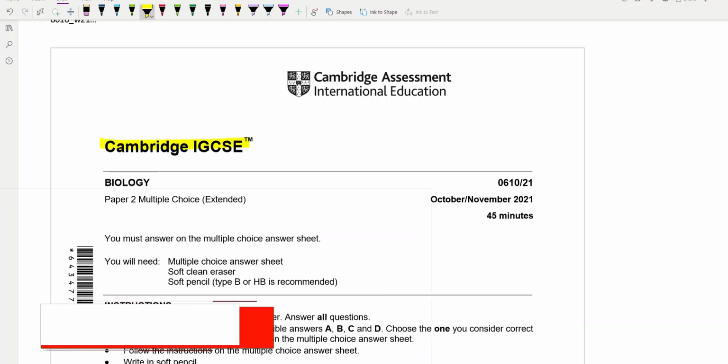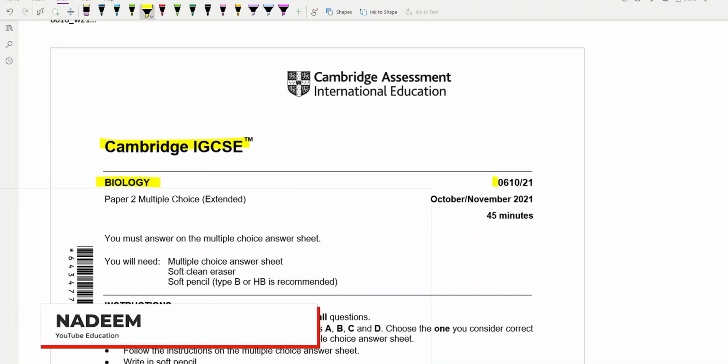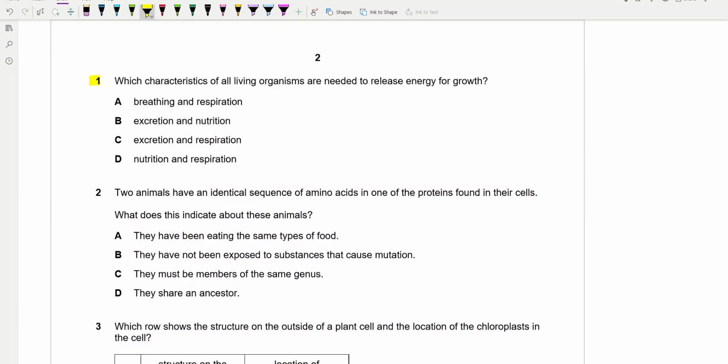Cambridge IGCSE Biology 0610/21, October-November 2021. Question number 1.